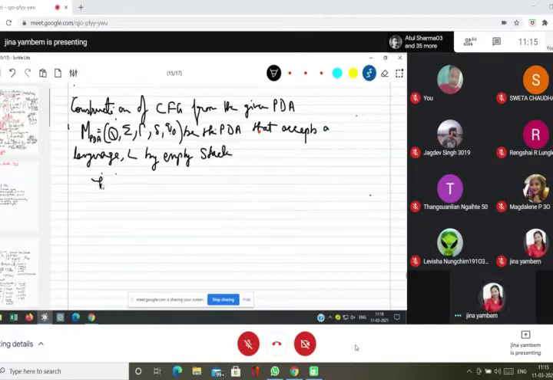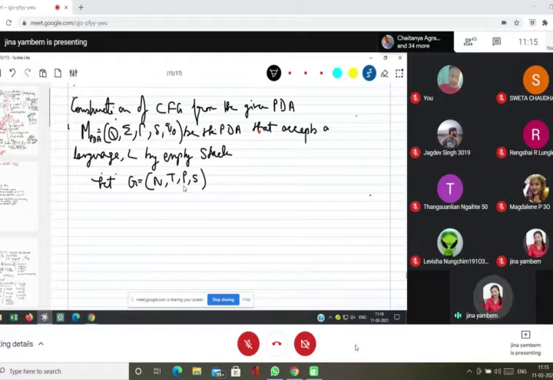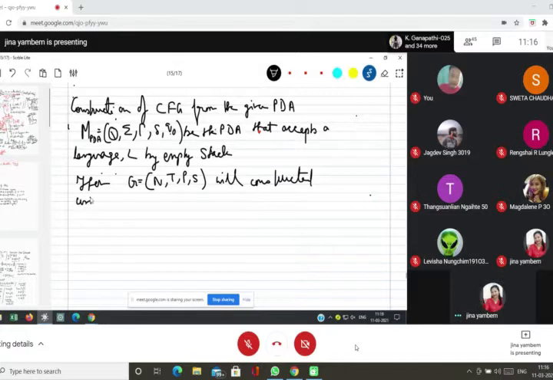Then let G is equal to (V, T, P, S). So P here is representing production rules. We say then G will be constructed using the following rules.